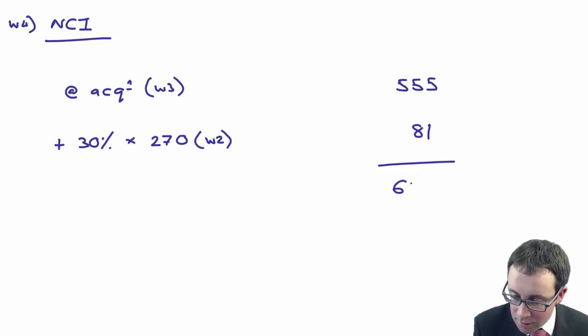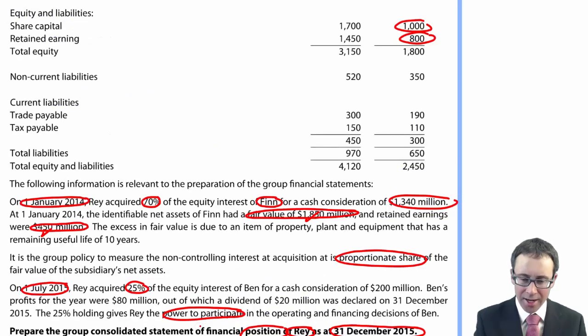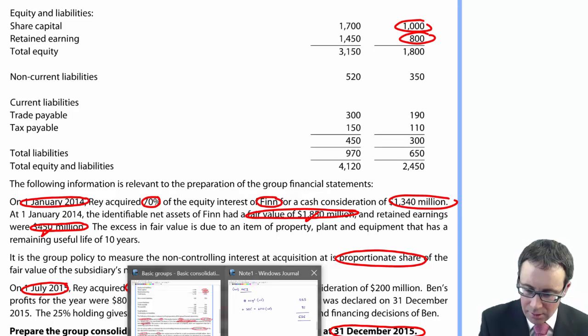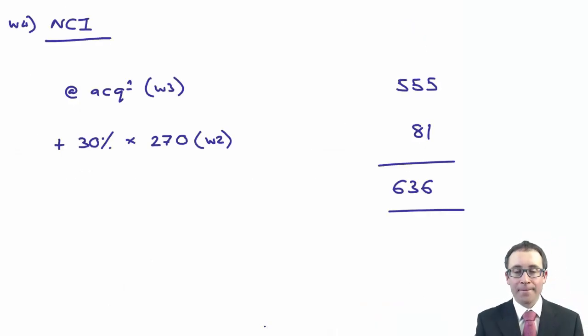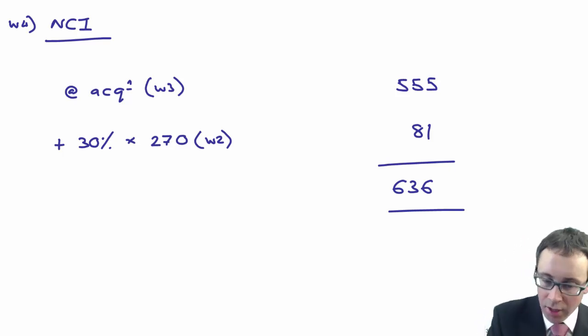Which gives me, is it 636? Again, as it stands, just a quick check. I don't think that there was any impairment, was there? Okay, none at all. Making life easy. There we go. Okay. Then what you've got is working number 5, which is your group retained earnings.